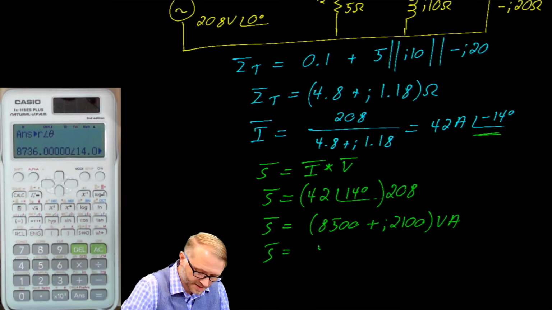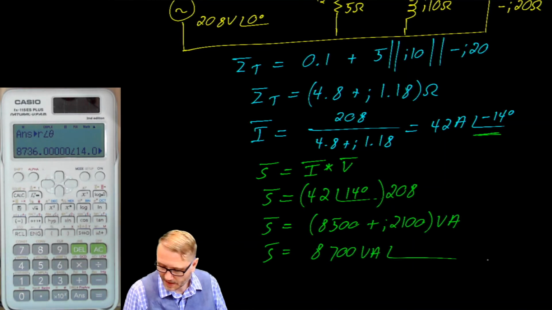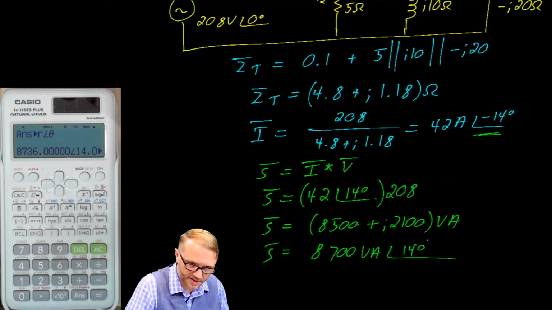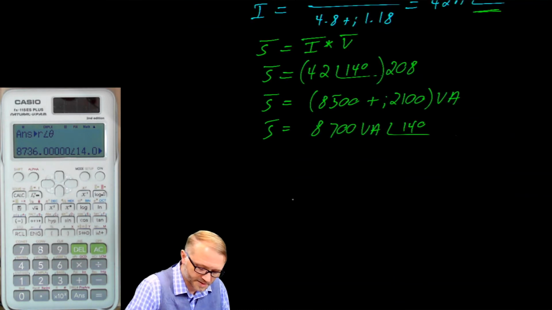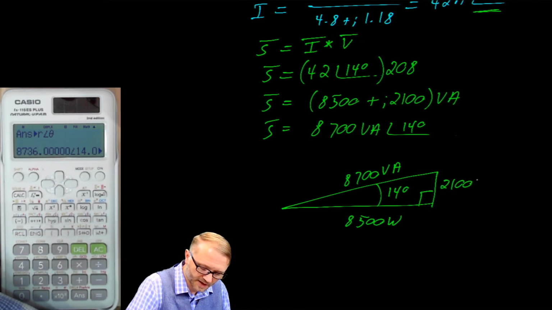or if you prefer, polar form. So that is 8700 VA at a phase angle of 14 degrees. Here's the power triangle. So 14 degrees, 8700 VA, 8500 watts, and 2100 VARs.